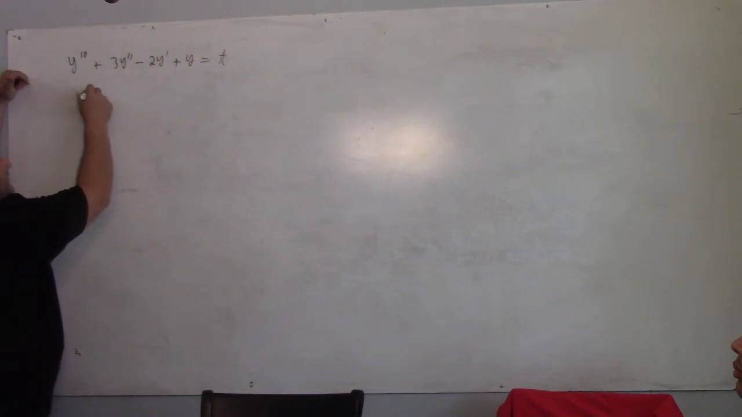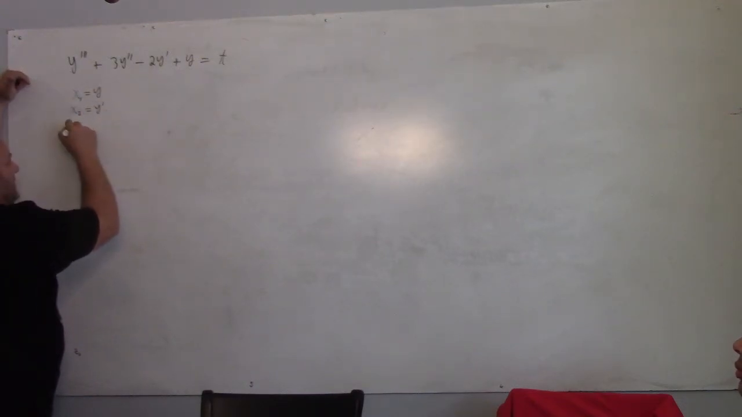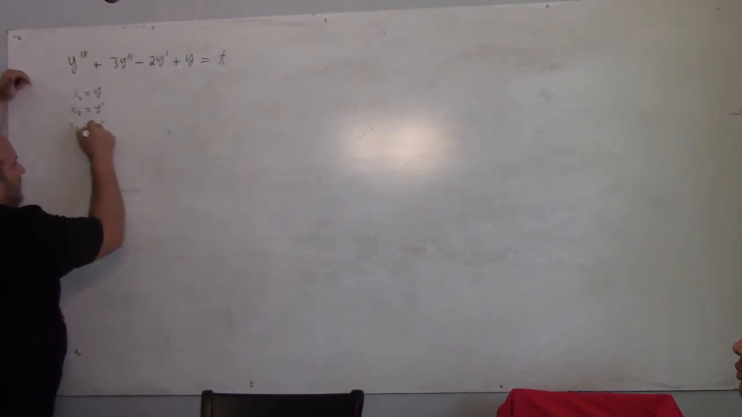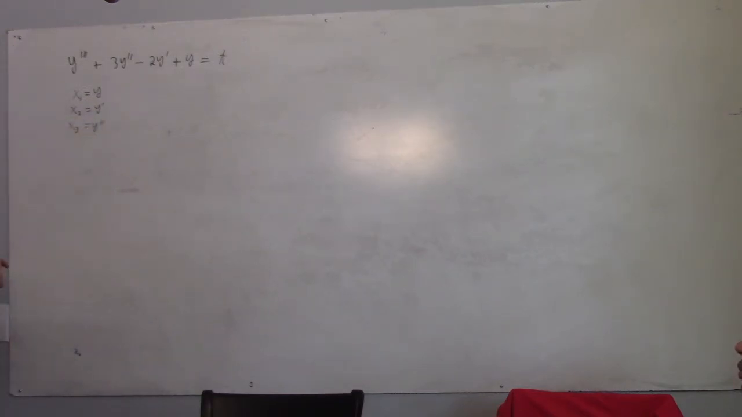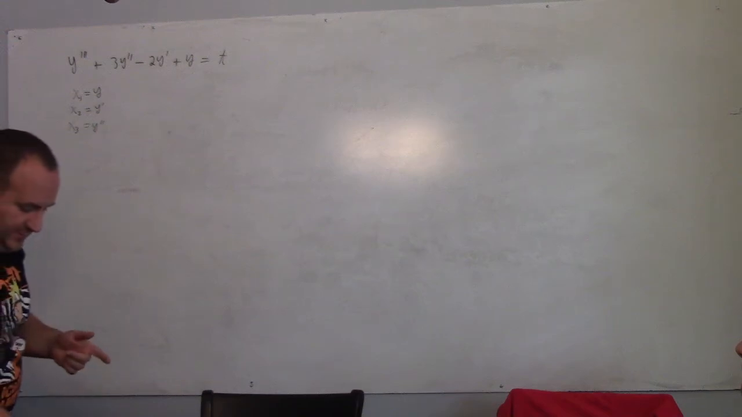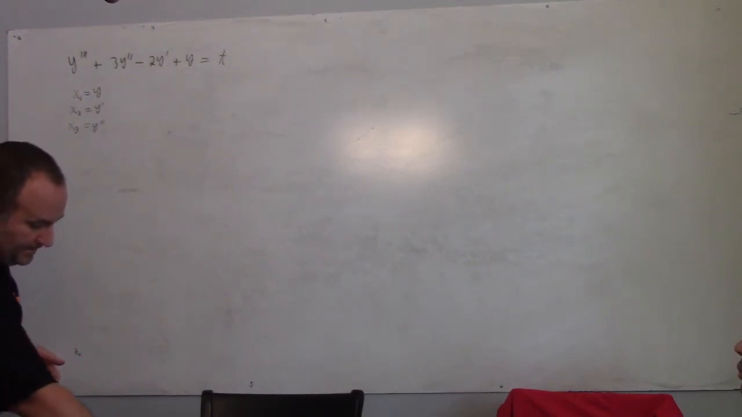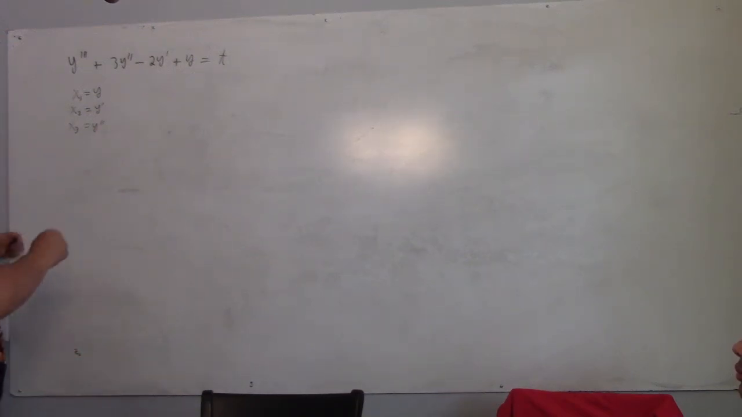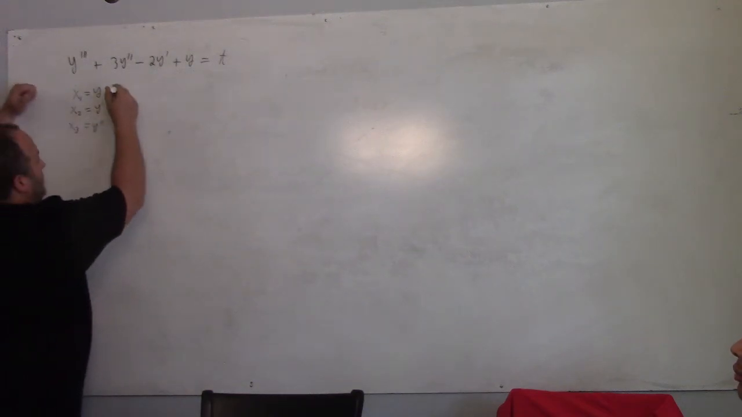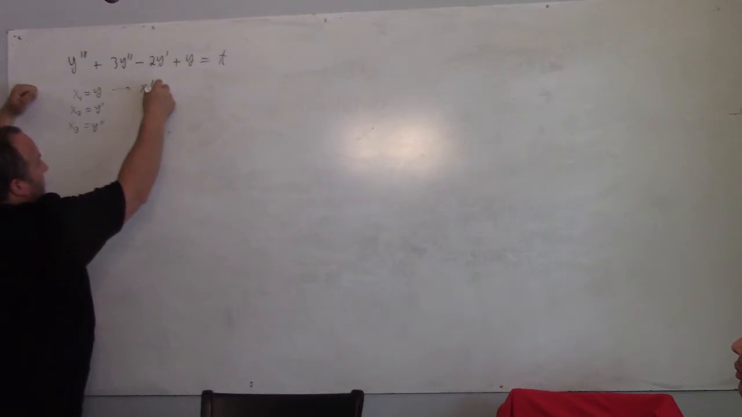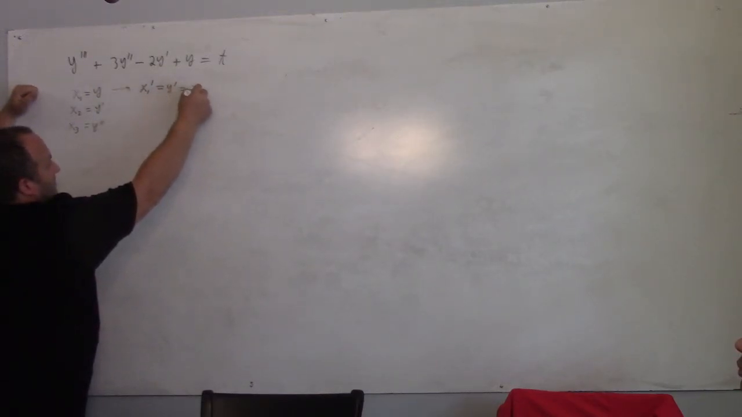x1 equal to y, x2 equal to y prime, x3 equal to y double prime. With that substitution, which is known as reduction of order, let's see what happens. First of all, we have x1 prime is y prime, which is x2.